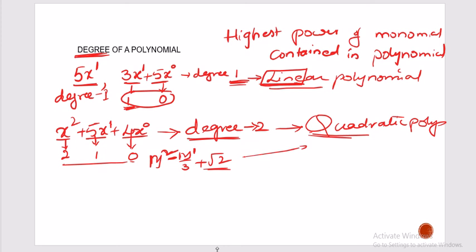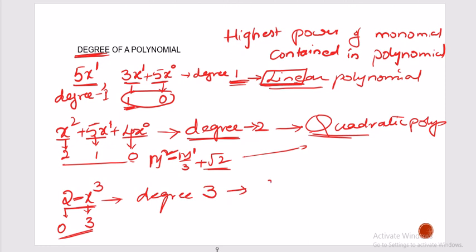Next, coming to the next one, which we call a cubic polynomial. For a cubic polynomial, let me take one example: 2 minus x cube. How many terms are there? Two terms. This is one monomial and this is another monomial. What is the degree of this monomial? 0. What is the degree of this monomial? 3. Among these two, the highest power is 3. So the degree is 3, and we call it a cubic polynomial.